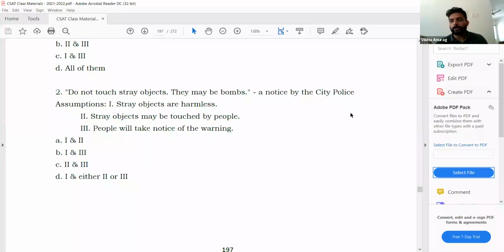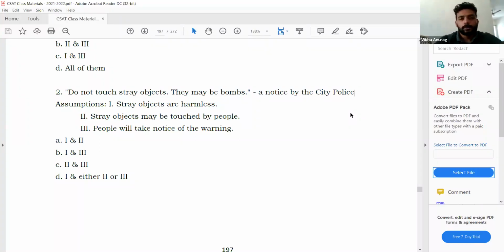So in assumptions, we are not trying to find things that can be concluded. In assumptions, we are trying to understand the mindset of the author. A hoax call is a fraudulent call, a fraud call. Hoax is the fraud. So what we are trying to do in assumptions is basically understand the mindset of the author. That's what we are trying to do.